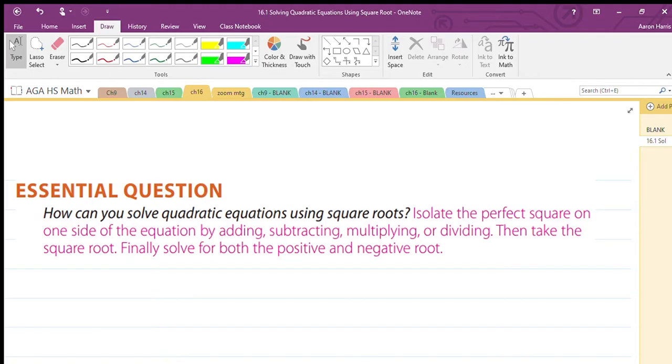Essential question of the day. How can you solve quadratic equations using what? Square roots. So this is more a square root type of lesson. I want to make sure that you understand how they're formed and what we can do with them and what we can't do with them. Okay, but we want to isolate the perfect square on one side of the equation by adding, subtracting, multiplying, or dividing. Those are our four operations. Then take the square root. Finally, solve for both the positive and negative roots.